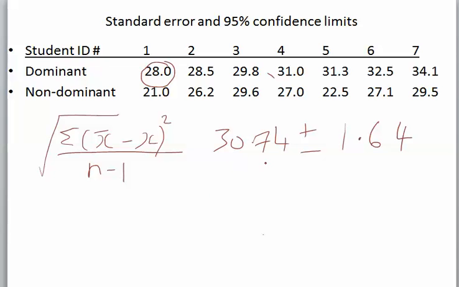And then you now need to work out the standard error 95% confidence limits for the other set of data. Why don't you have a go at that, pause the video, and then when you've done it, start the video again, and I'll give you the answer to that, and you can compare your own workings.